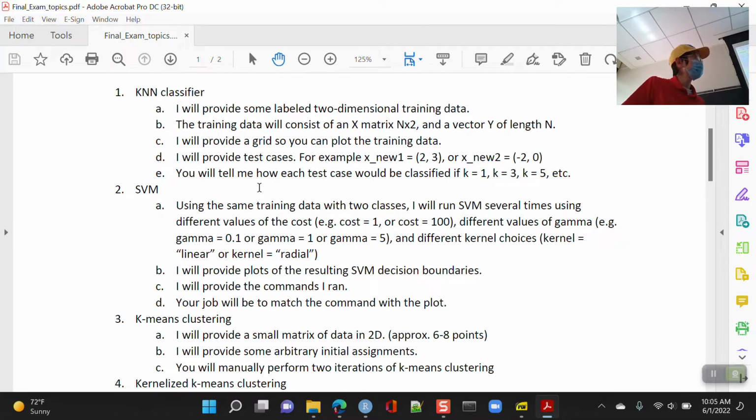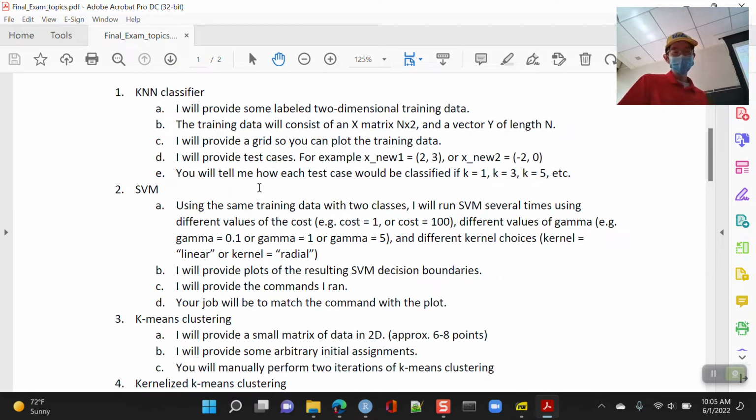Now, if you plot it, you don't even have to do the distance calculations. You can probably just look and figure out the distances. But certainly doing the distance calculations won't hurt either. Okay, so that's the KNN classifier. I think that should be pretty straightforward in my opinion.